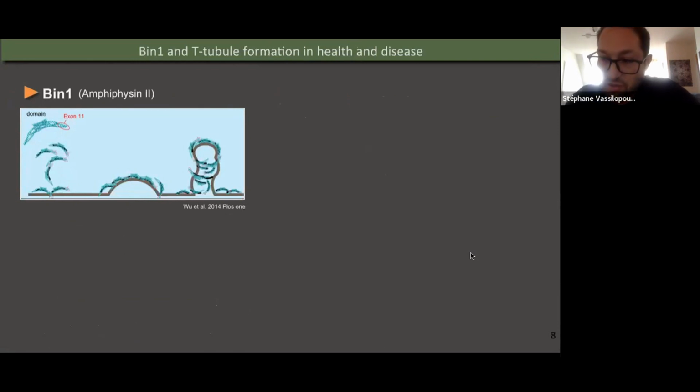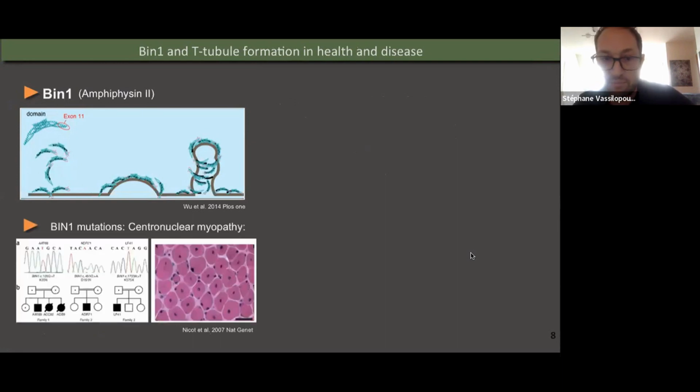And before I start showing you the results, I want to give you a last introduction on a protein that is also really important for this project. It's a protein called amphiphysin 2 or Bin1. This protein is expressed throughout the body, but in skeletal muscle, there is a specific splicing of this Bin1 protein, which leads to the incorporation of an exon 11, which is involved in tubulating the membranes.